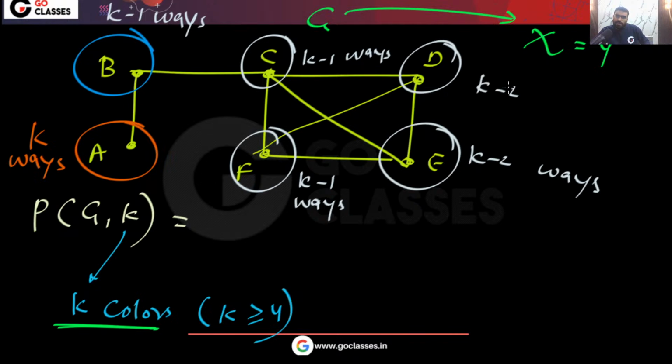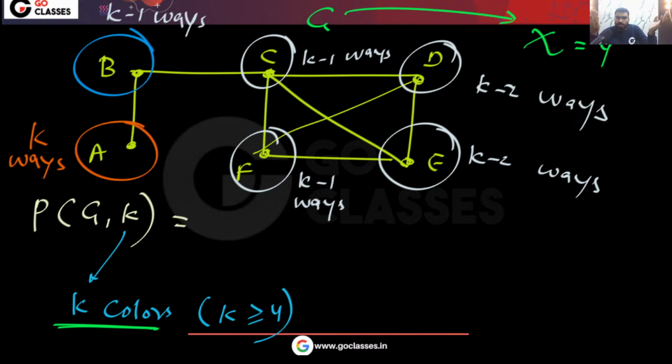Please tell me. This question has become a cakewalk or not? Are you confident in the GATE exam that if they give you some random graph, you can easily find how many ways there are to color the graph? Please tell me. Let me know. Are you confident now? This question has become a cakewalk for you.